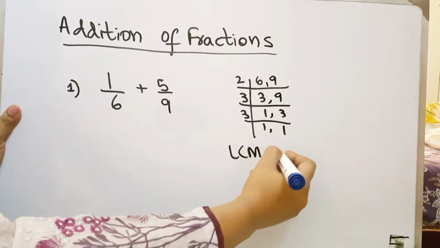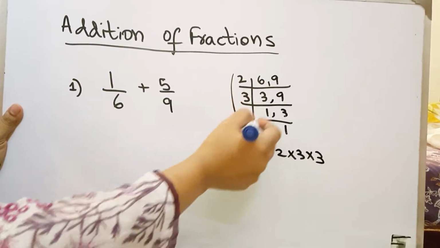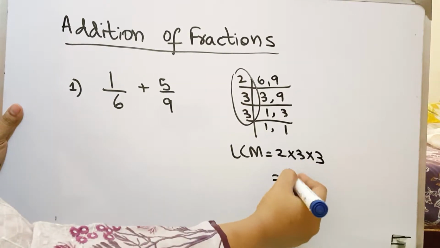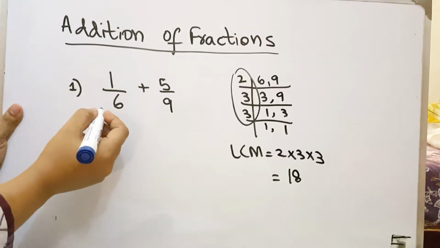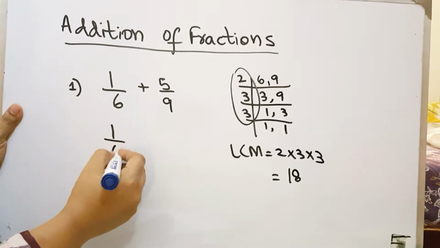So the LCM for these numbers can be written like this. You write these numbers like that and then you multiply them. 2 3s is 6 and 6 3s is 18. So the LCM for 6 and 9 is 18. Now you will have to see how you can make 6 into 18. I'm writing it again over here for you.